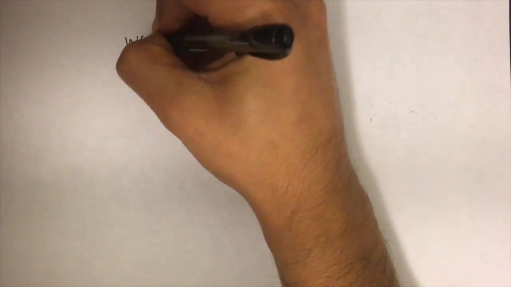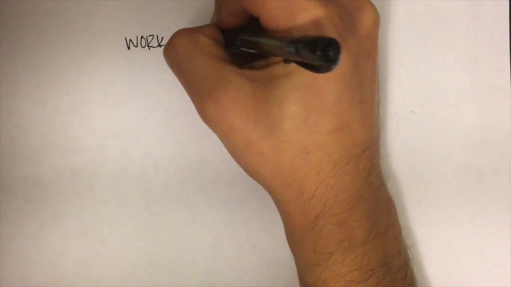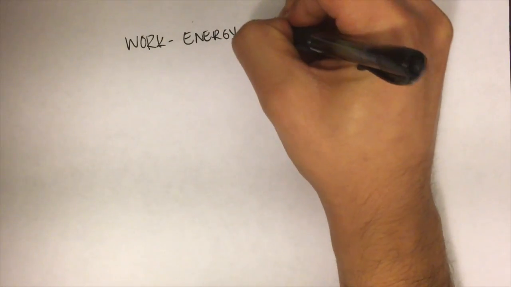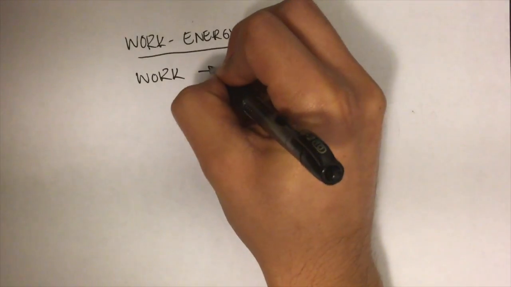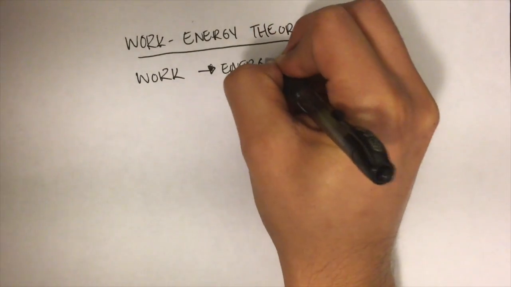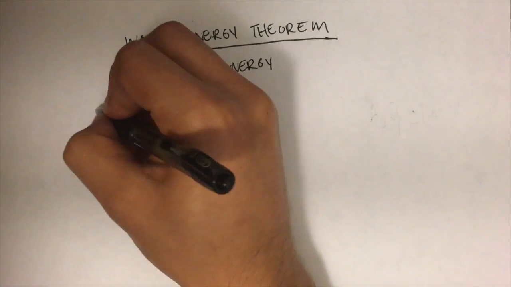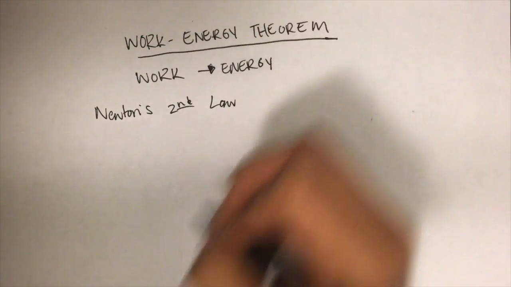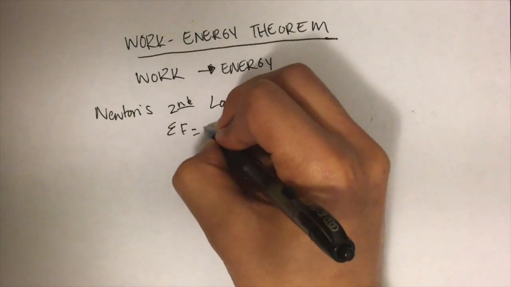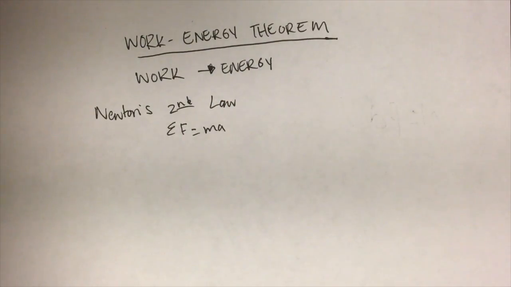Today we are going to discuss and cover the work energy theorem as it relates to biomechanics. The work energy theorem can be described as the distinctive relationship between work and energy. It is derived from Newton's second law, which states the acceleration of an object produced by a net force is directly proportional to the magnitude of the net force in the same direction. Also, it is inversely proportional to the mass of the object.